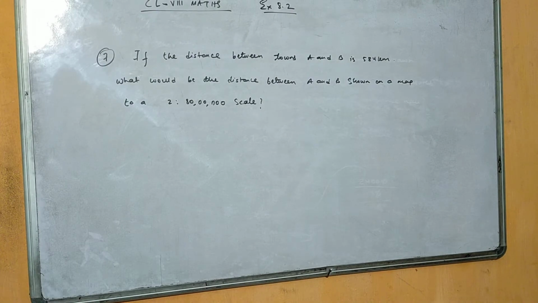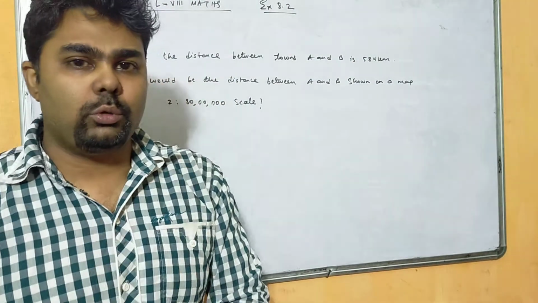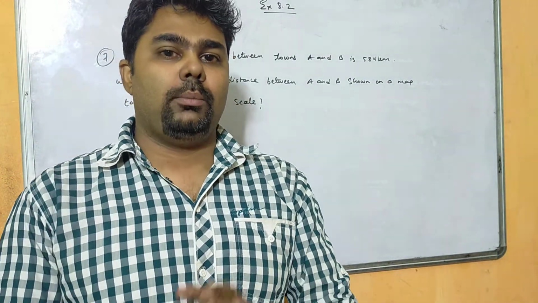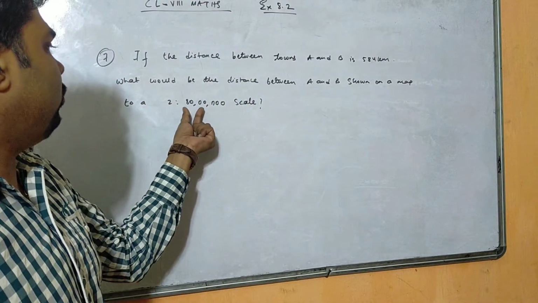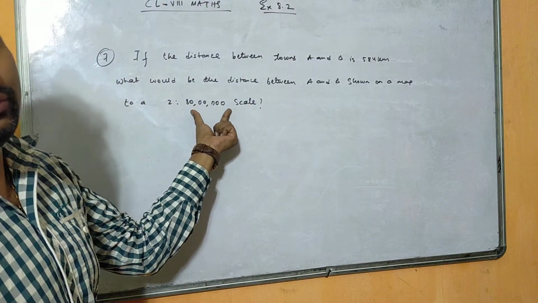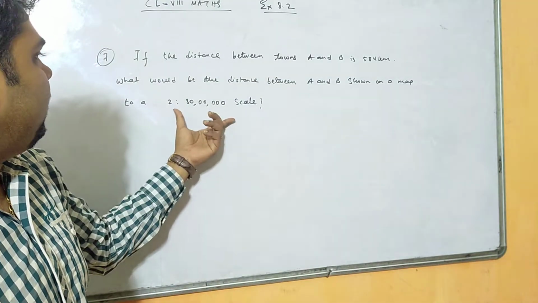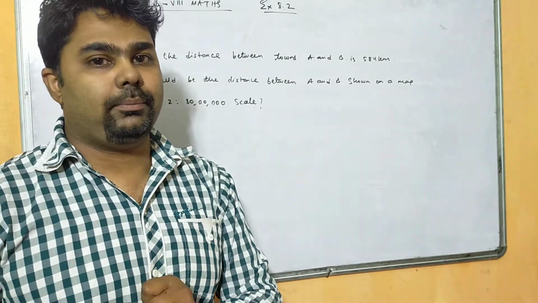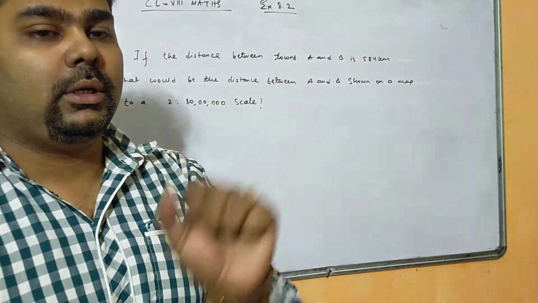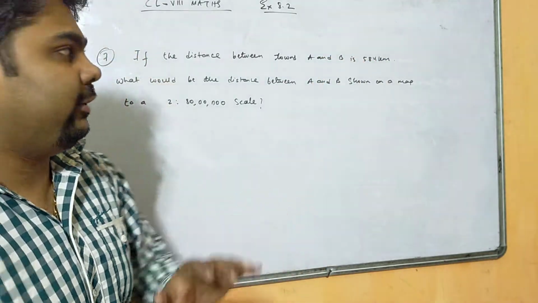If the distance between the towns A and B is 584 kilometer. So the distance between two towns is 584 kilometer. But when you see it in the map, it is given in terms of ratio, that is 2 is to 8 followed by 6 zeros. That means you can say 80 lakh, right? So we have to find the actual distance between A and B in the map. How many centimeters represent this much kilometer in the map? So that is the question.